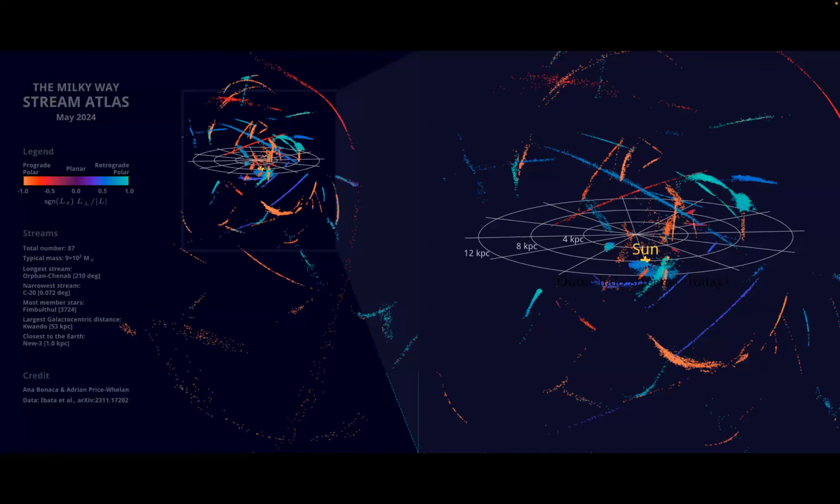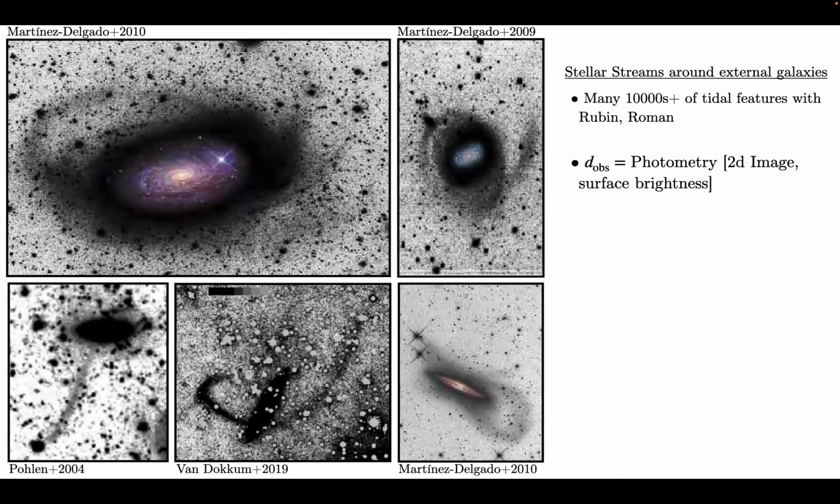So again, you saw this plot before, Milky Way streams, you get this full 3D 6D phase map, lots of data, but it's very different in external galaxies where you just have images. And we're going to get a ton more images with things like Rubin and Roman, which are going to reveal a lot of the low surface brightness tidal features. We're expecting to see easily tens of thousands of them. How many are streams and shells is maybe a little less certain.